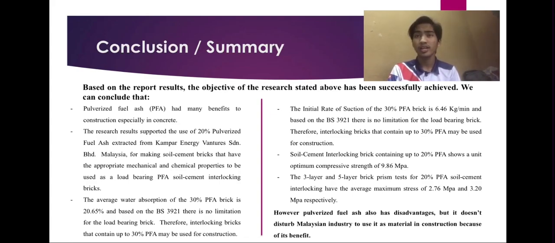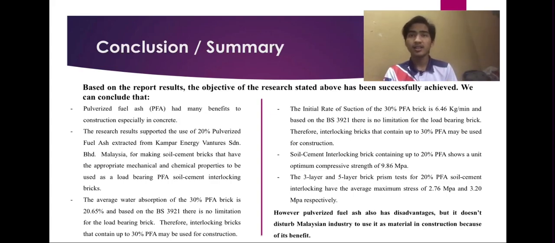The average water absorption of the 13% PFA brick is 20.65%, and based on BS 3921, there is no limitation for the load-bearing brick. Therefore, interlocking bricks that contain up to 13% PFA may be used for construction.